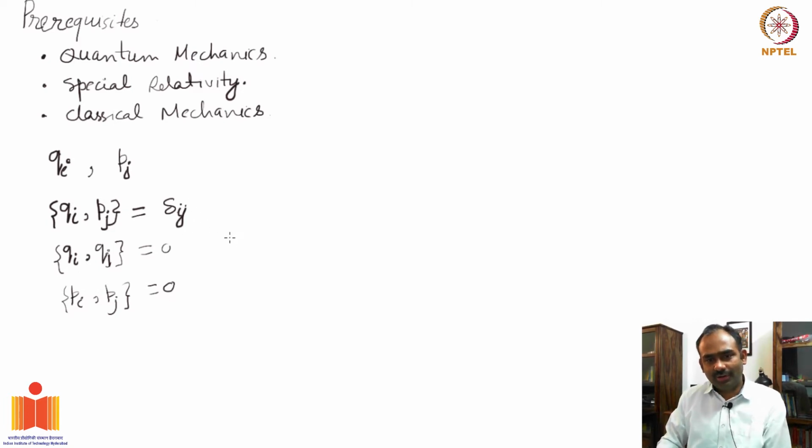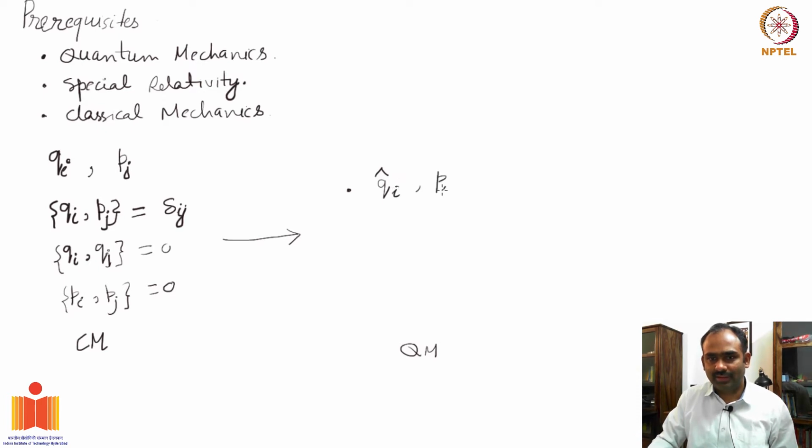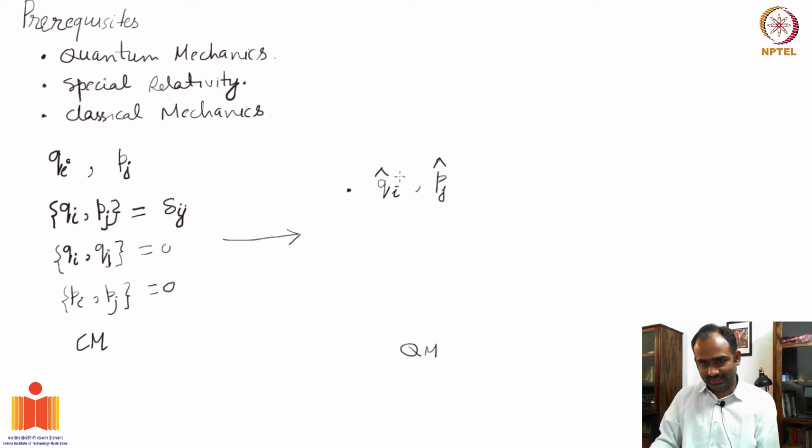So the prescription for going from the classical description to the quantum mechanical description is this. Let me write it down here. So this is classical mechanics, and you want to make a quantum theory here. So what you do is, first you promote all the coordinates, all the q's and p's, to operators. So they become operators now. That is what the hat is indicating, that these are operators.